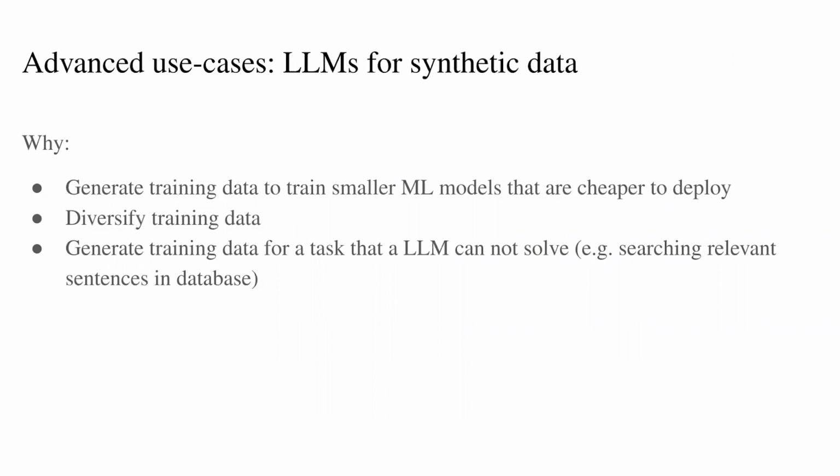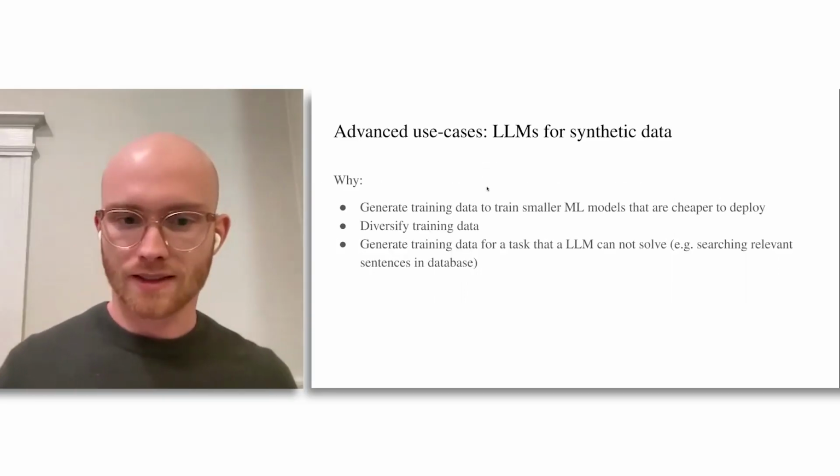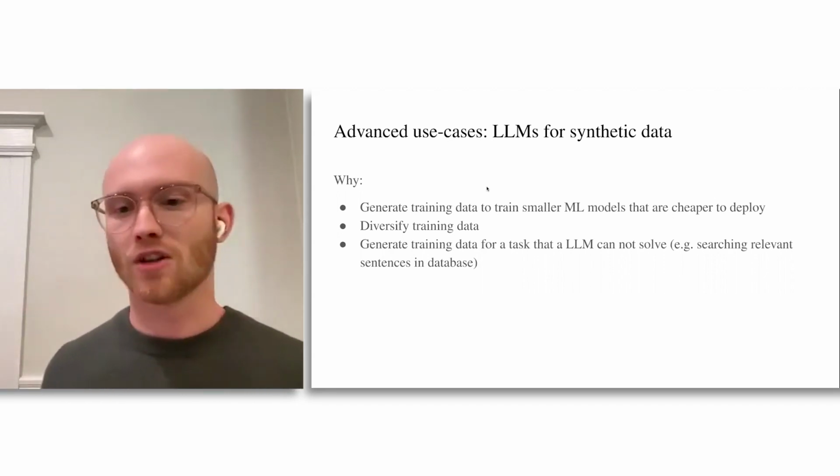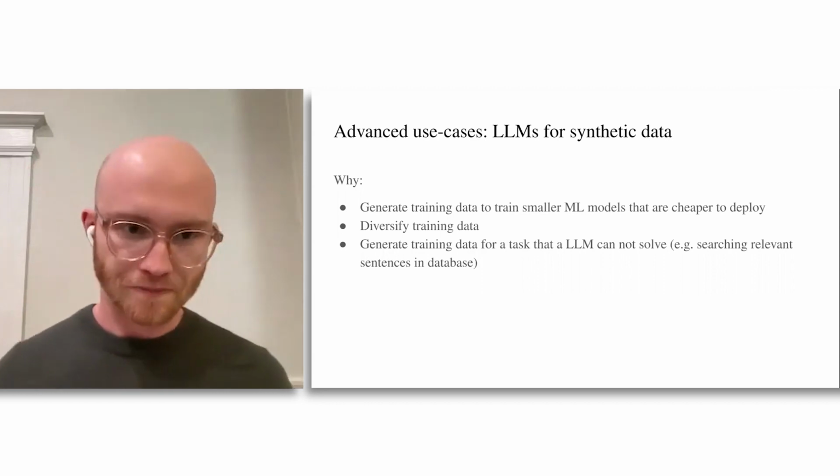Why would we do that, given large language models are already very good machine learning models in themselves? There are several reasons to do that. The first one is that large language models, as I explained before, are huge. So they're costly, and also they're a bit slow. What you could do is use large language models to generate training data, so that you'll be able to train smaller machine learning models that are much cheaper, much more efficient, and much faster.